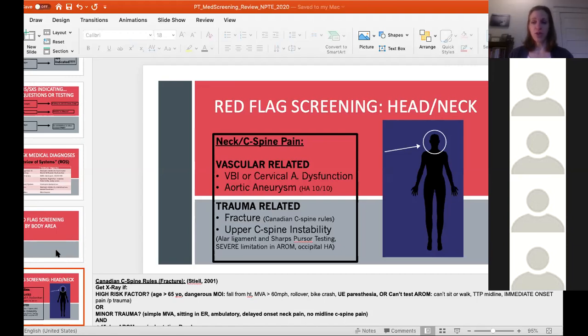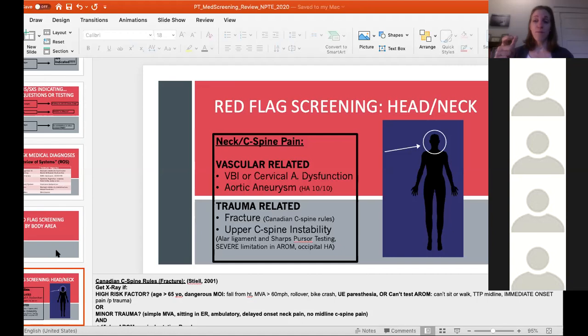Decreased range of motion, these sorts of things. And with cervical spine instability, your ligament testing objectively is very important, as well as some signs and symptoms of potential neuro symptoms for instability. If you have enough instability that you're getting spinal cord compromise, this person could demonstrate neural symptoms.